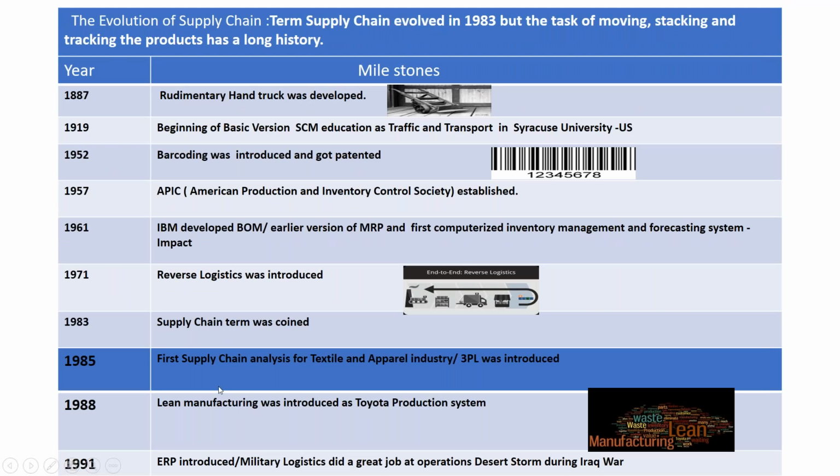Now we'll come to the evolution of supply chain. How supply chain got evolved. I'll quickly go through because I will be running short of time. Initially in 1887, the rudimentary hand truck was developed, and then the basic version of supply chain and education in traffic transport in US universities. Barcoding in 52, then the American Production and Inventory Control Society was established. This is generally general knowledge. In 1971, reverse logistics was introduced, and the supply chain term was coined in 1983. 3PL was introduced in 85, lean manufacturing in 1988, and then in 91 ERP was introduced. And probably yes, in 1961, an earlier version of MRP was introduced by IBM.